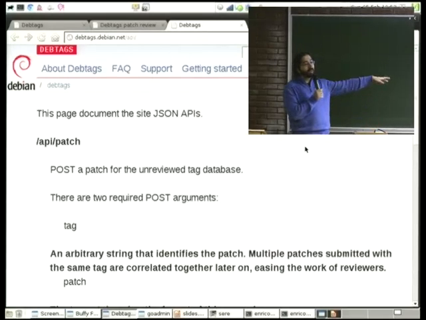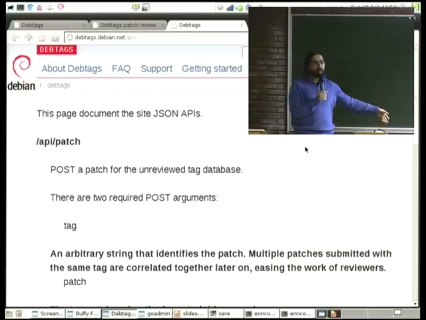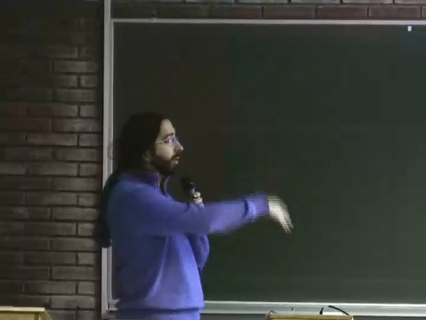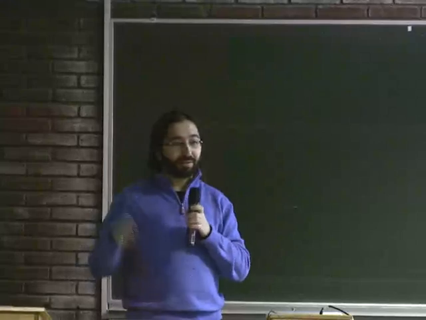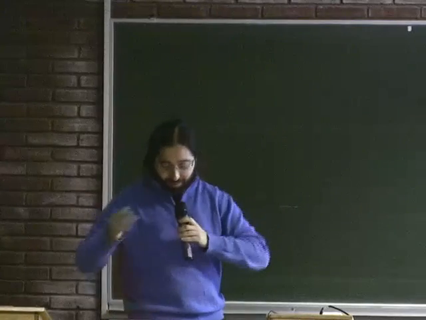And these APIs can be called from anywhere. There are cross-origin resource sharing headers, so that any JavaScript from everywhere can call these and send patches and screw all the data. No problem. There are backups.